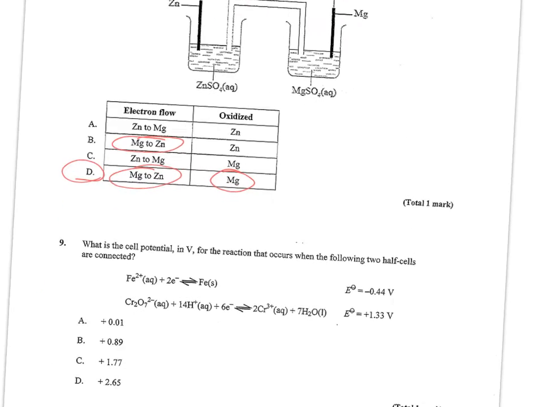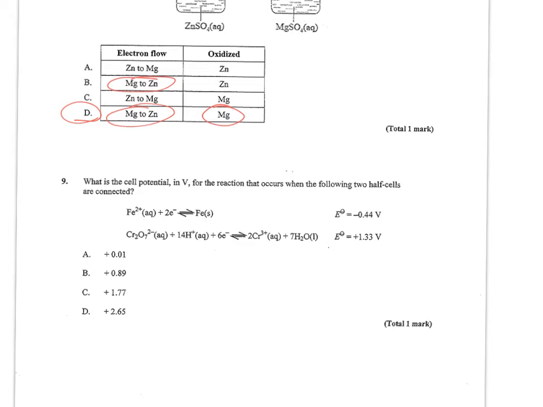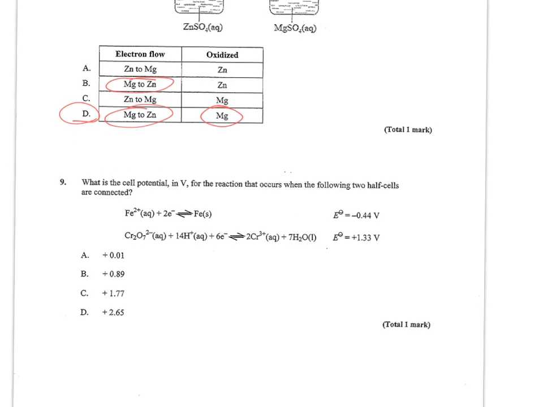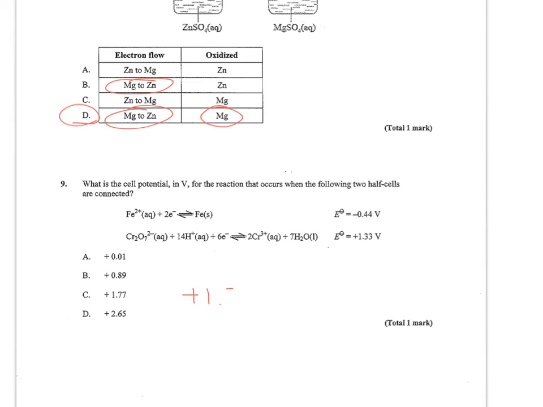Question 9 says, what is the cell potential in V for the reaction that occurs when the following two half cells react? So in volts. So you've got Fe being reduced, and you have dichromate, it looks like perhaps being oxidized. And so what you do is you take your more positive value and you subtract the more negative value, which in this case is a negative value. And so that becomes 1.77, or C.